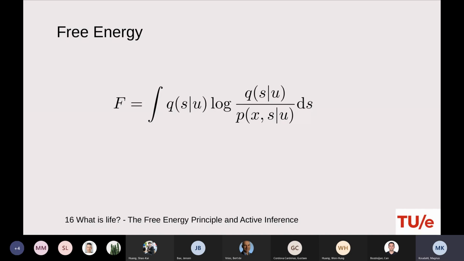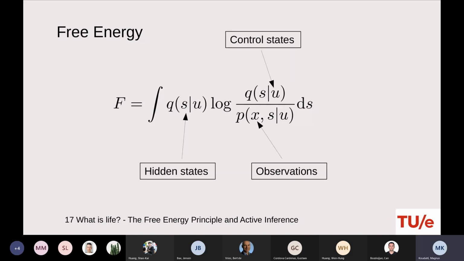So this here is the free energy functional. You've seen this guy before. I'm going to use a slightly different notation where I condition everything on a set of controls. So these would be, in your case, like the state of your muscles, or if we're designing a synthetic agent, rotors or whatever control signals we can think of. I'm going to use S for all the internal states, and I'm going to use X for all the observations.